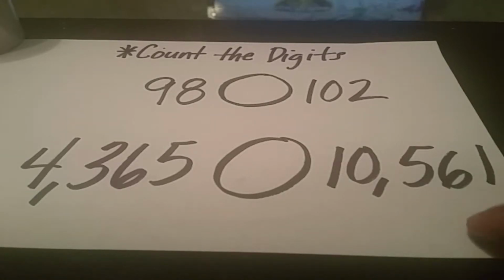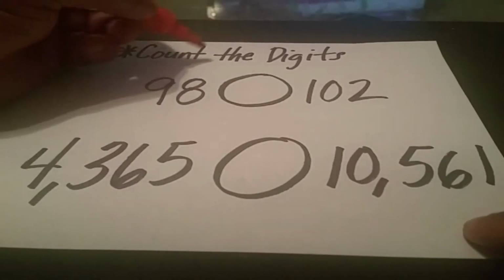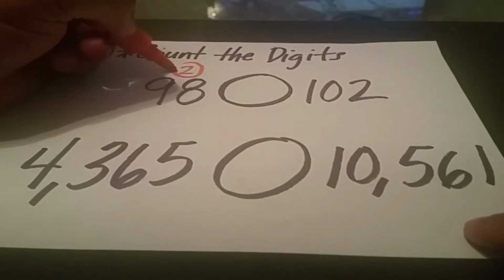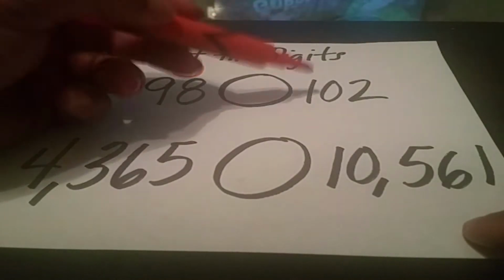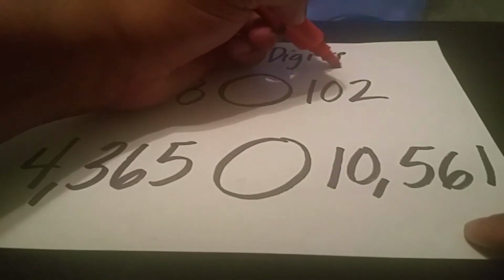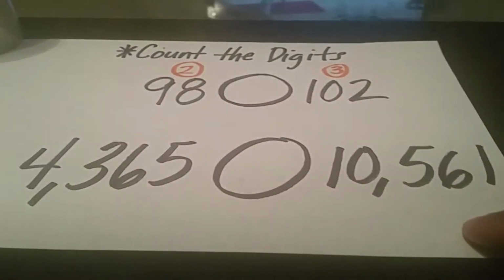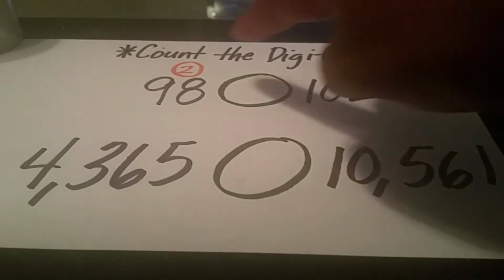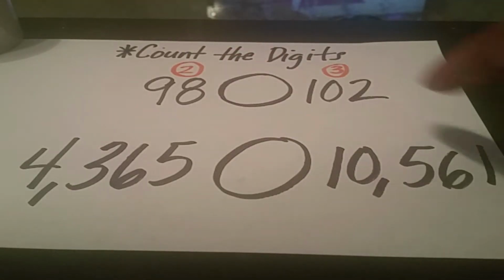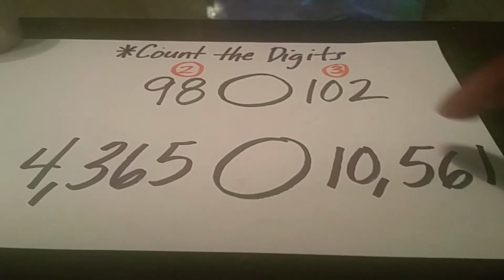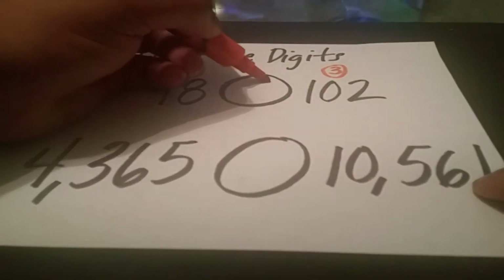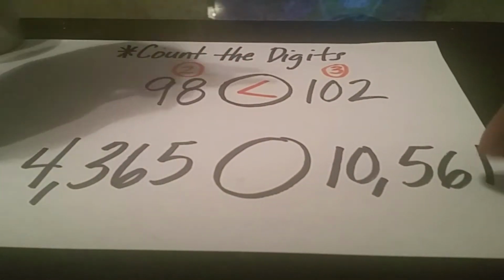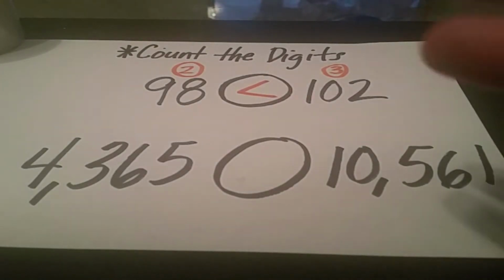So if you were to count the digits, you would simply say 1, 2. You have 2 digits there. You would say 1, 2, 3. You have 3 digits there. So that automatically tells me that 3 is larger than 2. So that lets me know that 102 is greater than 98. So I could go ahead and put my greater than sign there, because 102 is larger than 98.